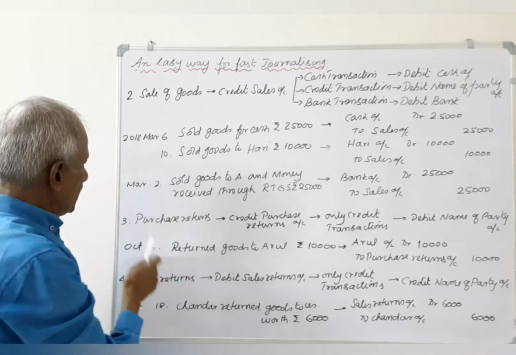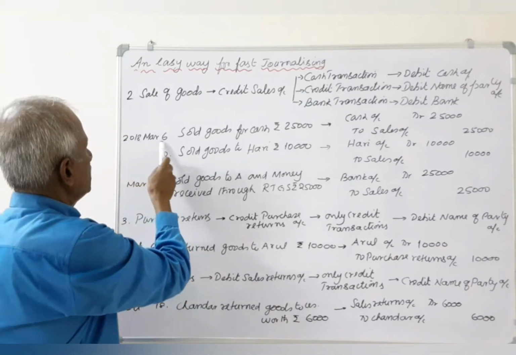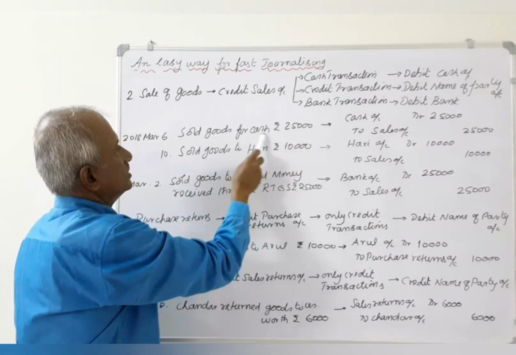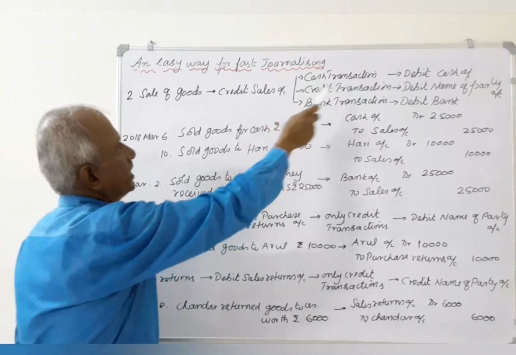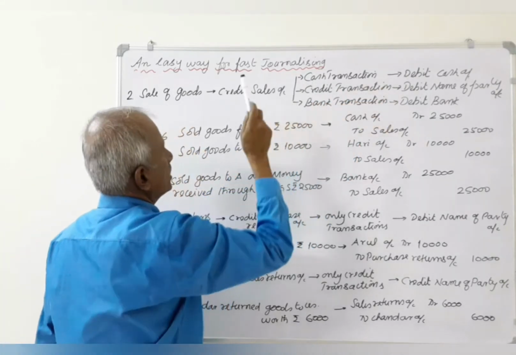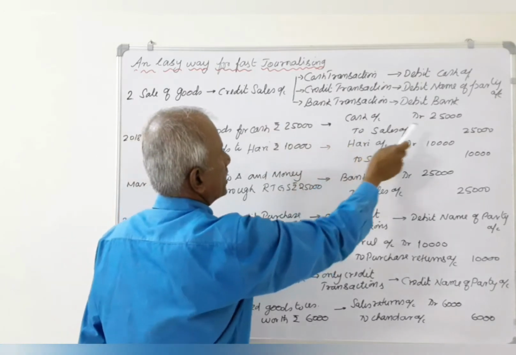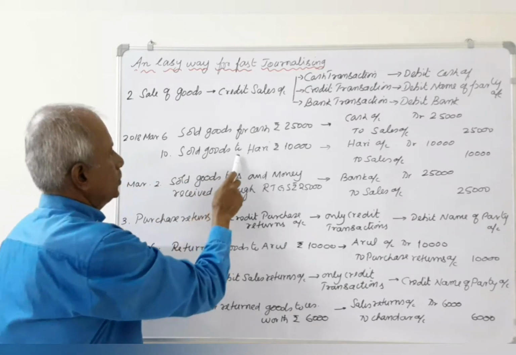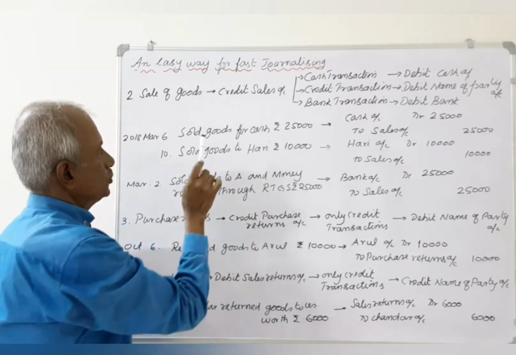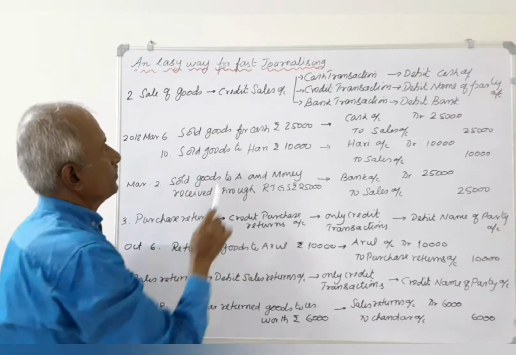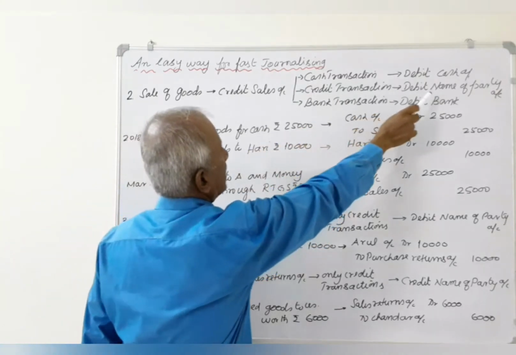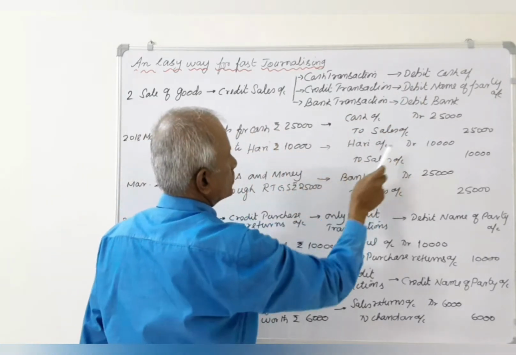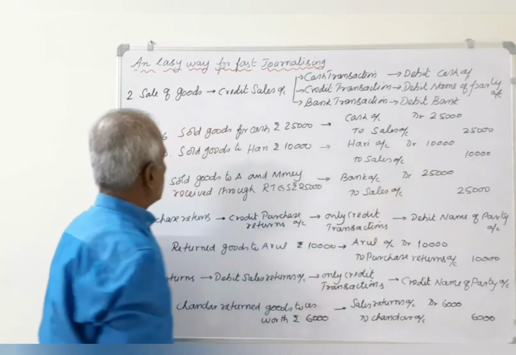Now let us see some of the examples. 2018 March 6, sold goods for cash 25,000. This is a cash transaction. So cash debit and sales should be credited. So cash account debtor to sales 25,000. March 10th, sold goods to Hari. You are given the name of the party, so it is a credit transaction. Credit transaction, debit name of the party, credit sales account. Hari account 10,000, to sales account 10,000.